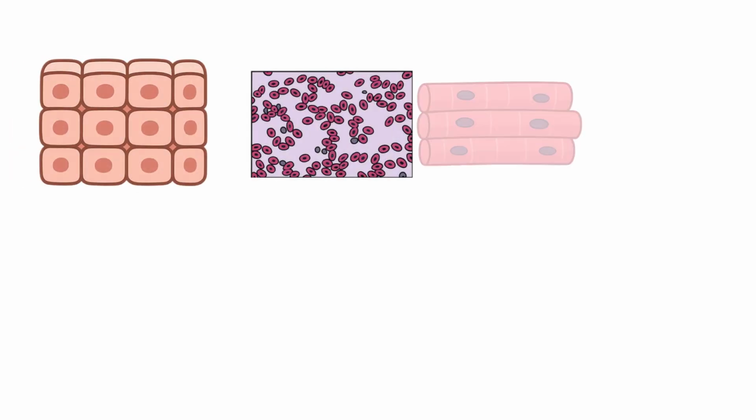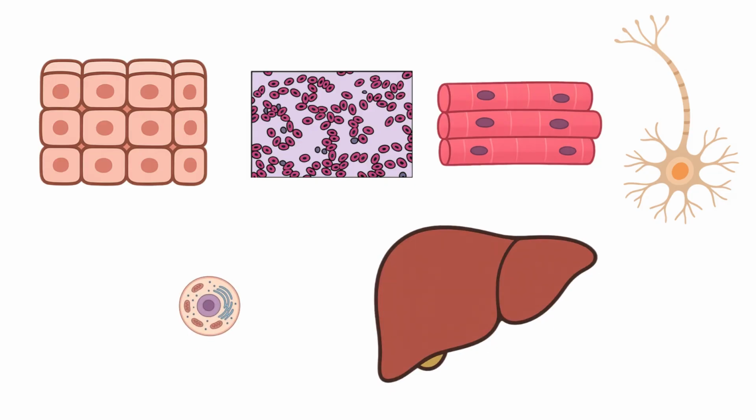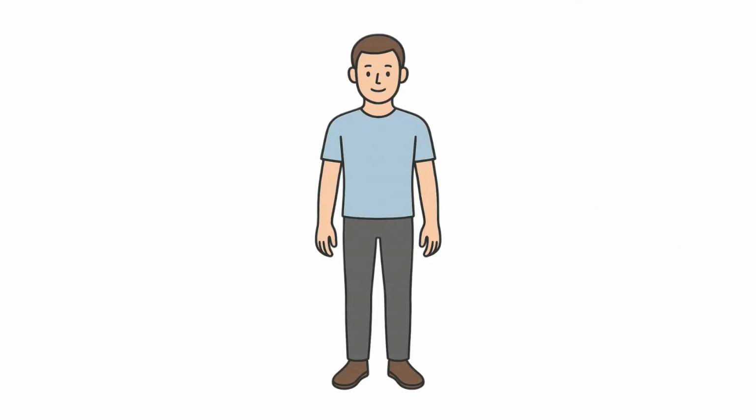Epithelial, connective, muscle, and nervous. Four fundamental tissue types, each with its own structure, function, and purpose. From the microscopic arrangement of cells to the grand design of organs, these tissues form the living architecture of the human body, a complex, self-sustaining system shaped by evolution and sustained by biology.